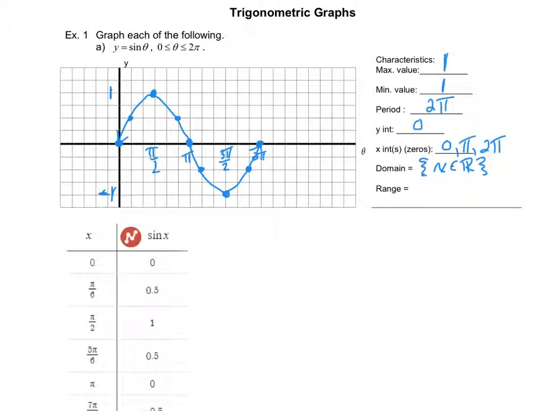And then my range, well, I always try and have my students say it in just plain English first. What can my y values be? Well, they can be anything between -1 and 1. So I have to specify that, doing it in math language. So I get y is an element of the real numbers such that we're between -1 and 1. And don't forget, I need that equality there. It could also equal -1 and 1. And that's the sine curve completely done.